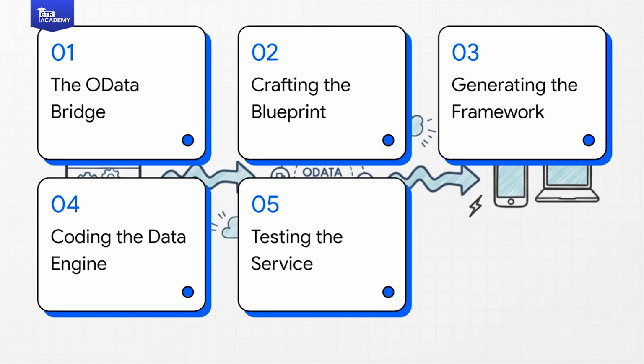Here's our game plan. We're going to walk through this process in 5 stages. We'll start by understanding the OData bridge concept, then we'll craft our data blueprint, generate the service framework, code the data engine, and finally, test the whole thing out.